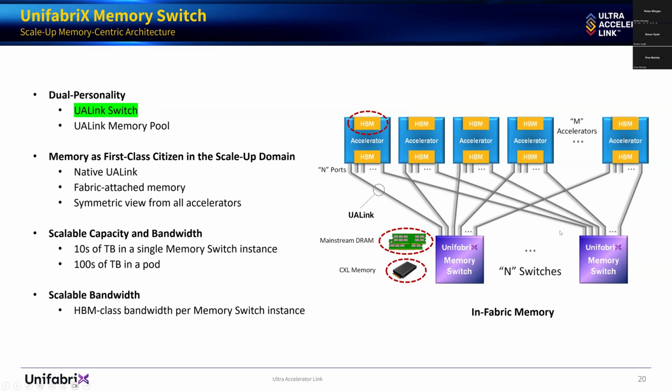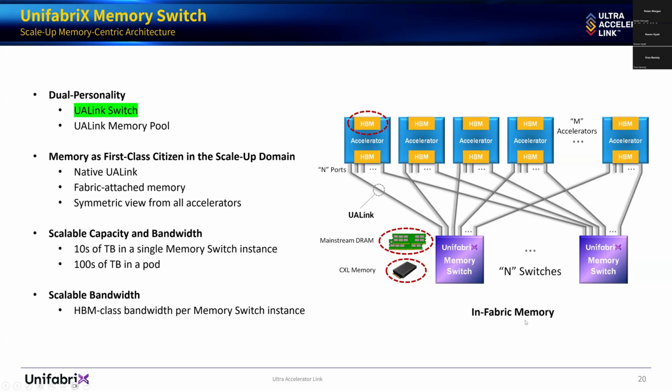This is the typical topology that we saw previously with the UALink switches. Now we have the UniFabrics memory switches, which act as a UALink switch but have memory connected to them. That memory could be mainstream DRAM, meaning standard DIMMs, or it could be CXL memory. We support both. This is how we bring memory into the scale-up domain. This memory is accessed natively by the accelerator, meaning any load and store that an accelerator can do to its own memory or to memory that sits on another accelerator, it can do to the memory switch.